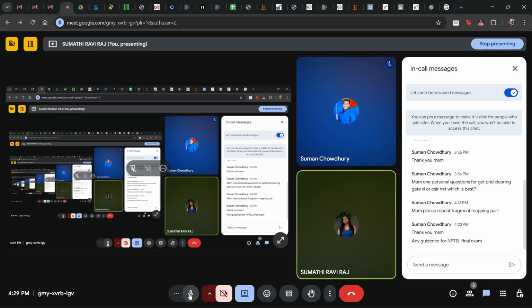Any guidance for NPTEL final exam? I'm not sure about the final exams because we are only instructed to help you with the assignments. So what you can do is you can put up a query in your group email, or you can contact the support for such doubts, because we are not sure about the exam pattern or anything. You can just put up a query. Somebody from the support team will help you with that.